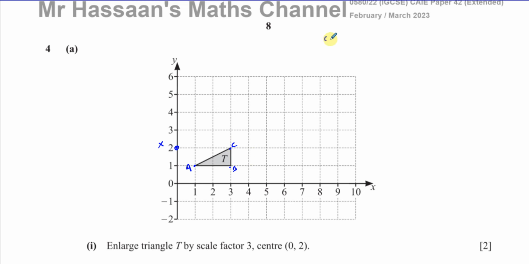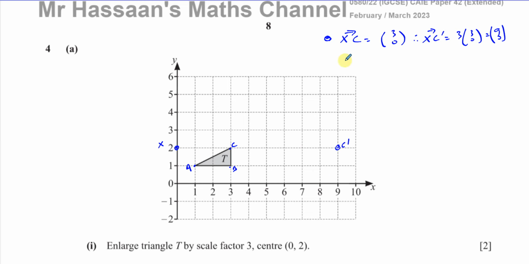If I consider the vector that takes me from X to C, that vector is going to be horizontally 3, 0. So the vector that takes me from X to the image of C, I have to multiply by the scale factor of 3, which is 3 times 3, 0, which is 9, 0. So from the center of enlargement, I've got to go 9 across. That's going to be the image of C.